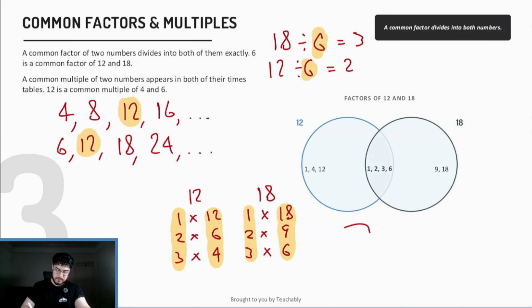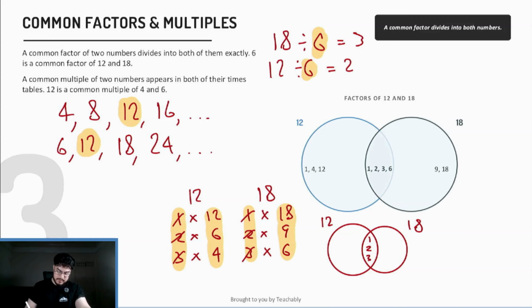So I'm going to just draw my own Venn diagram right here. We're going to call this one 12 and this one 18, and I'm just going to list off the things as we go along. So 1 goes in the middle because it's in both. 2, because they both have it. 3, they both have it, so I'm going to put that in the middle as well.